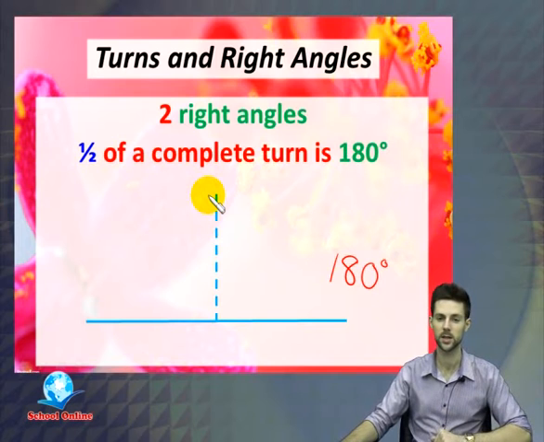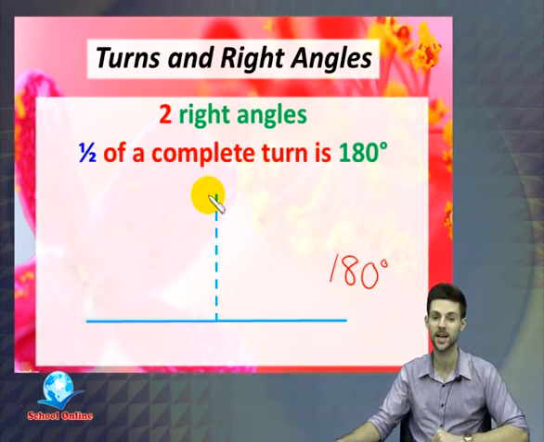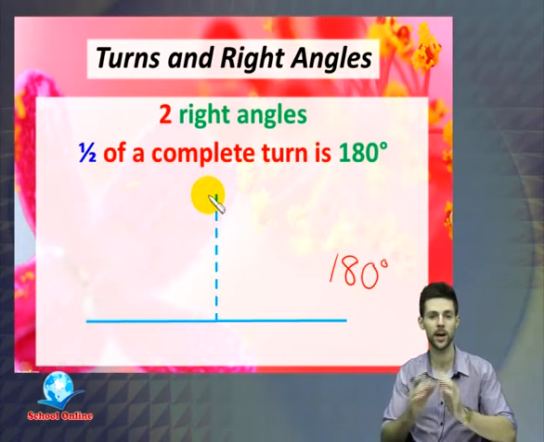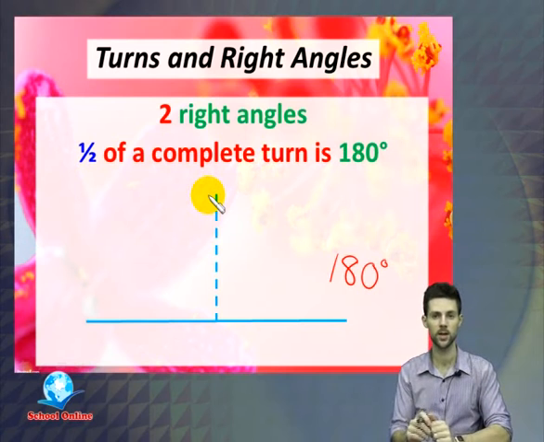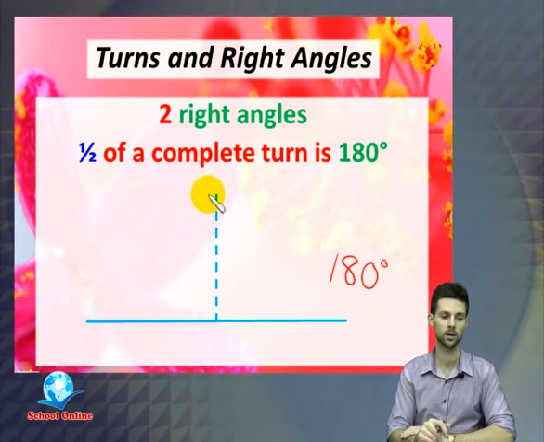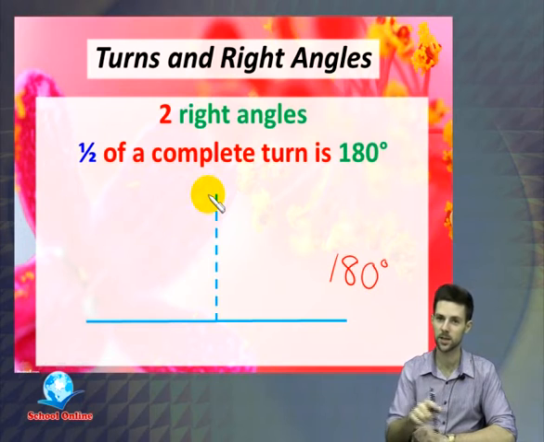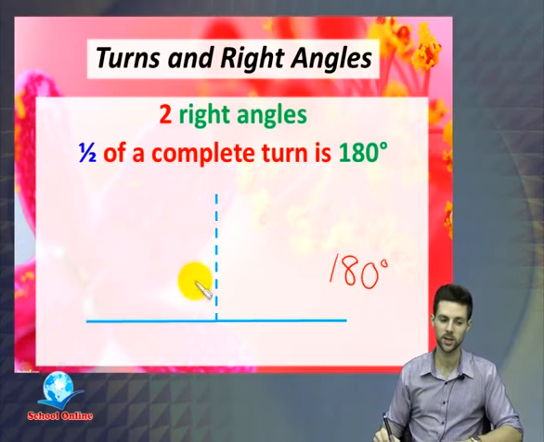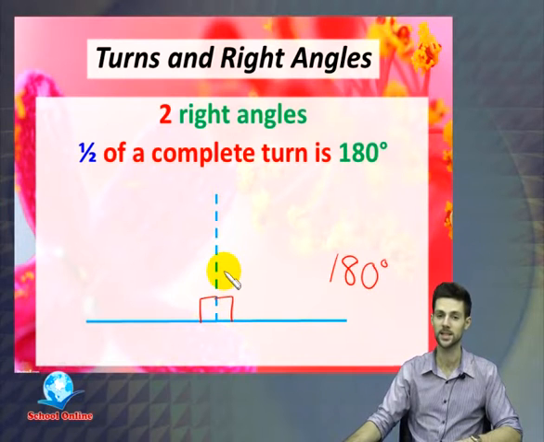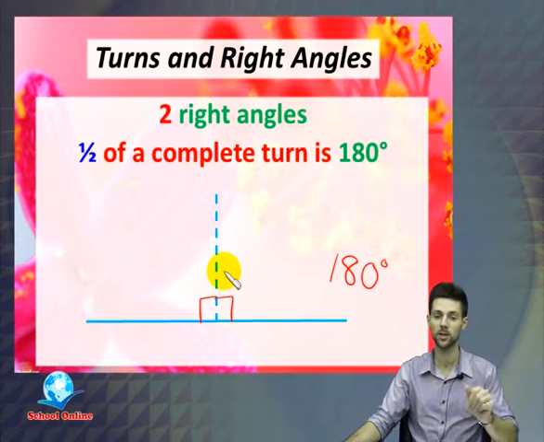So half a complete turn is 180 degrees. Before we had 1/4 of a turn, now we have half a turn, two right angles together. So half of a complete turn is two right angles, which measures 180 degrees. Two lots of 90 degrees.